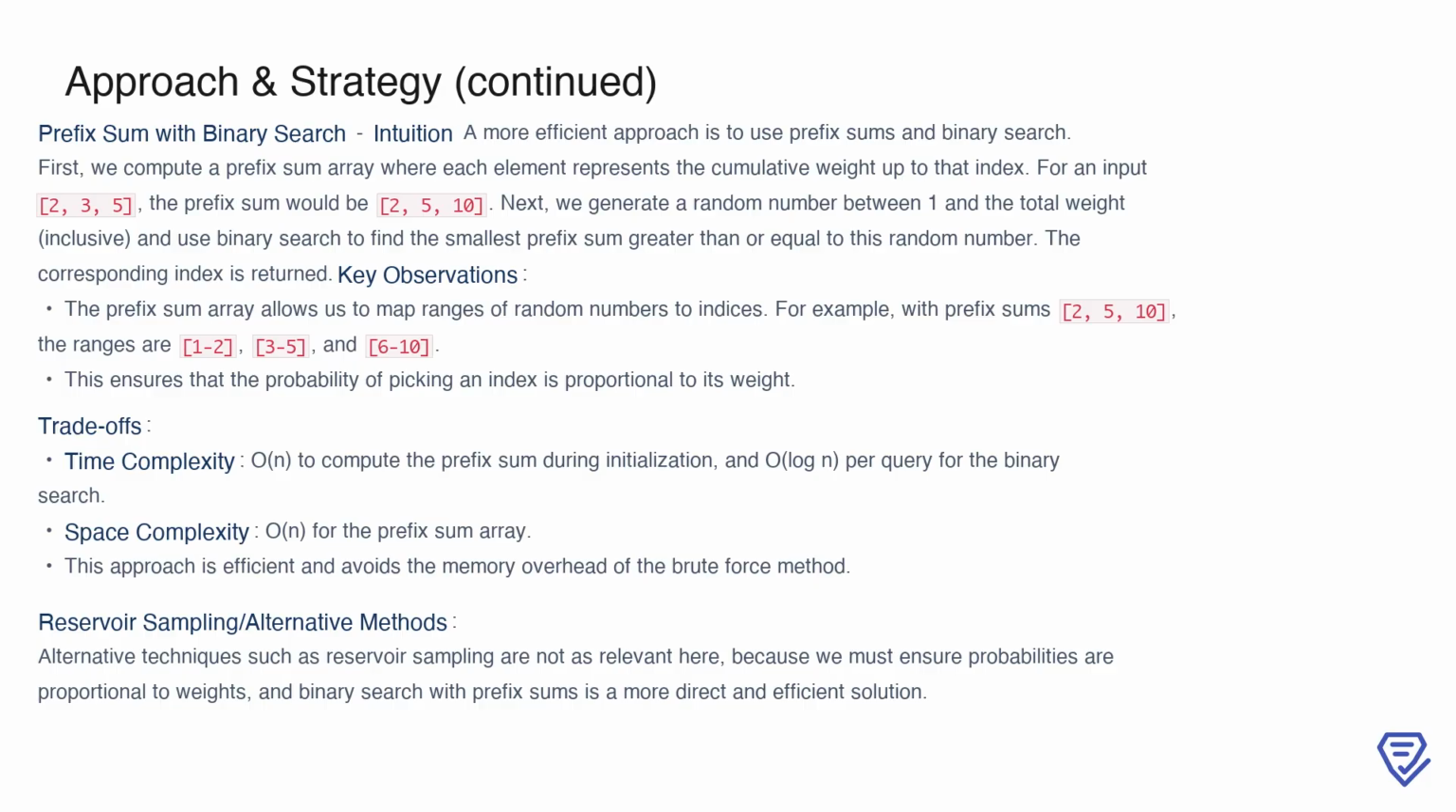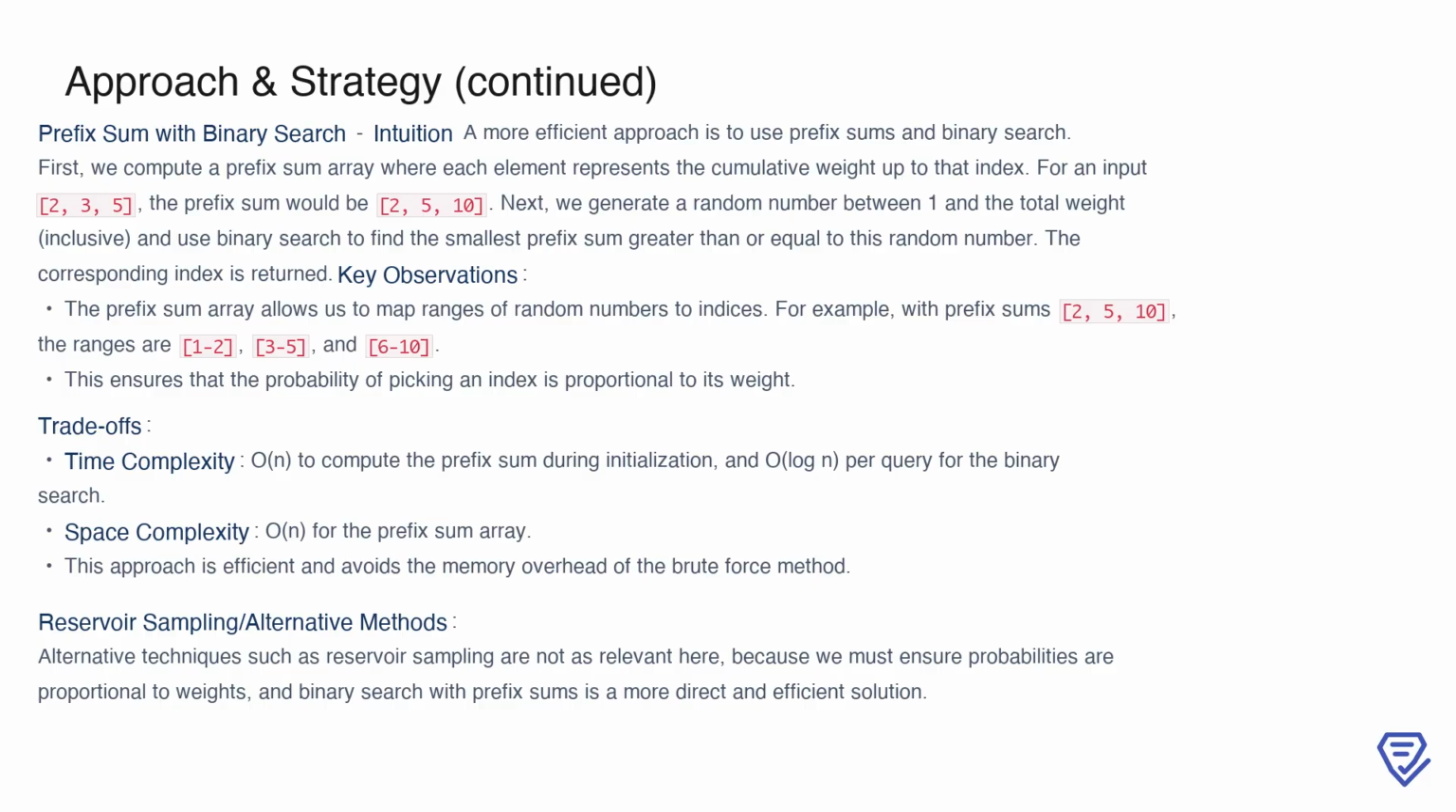This method works because the prefix sum array effectively maps ranges of random numbers to specific indices, for example, 1 to 2 maps to index 0, 3 to 5 to index 1, and 6 to 10 to index 2. This ensures that the probability of selecting an index is proportional to its weight.